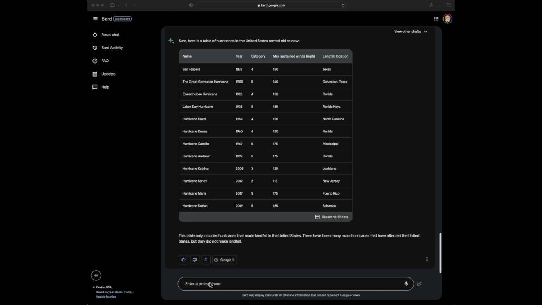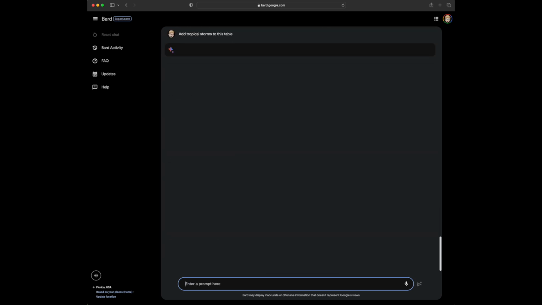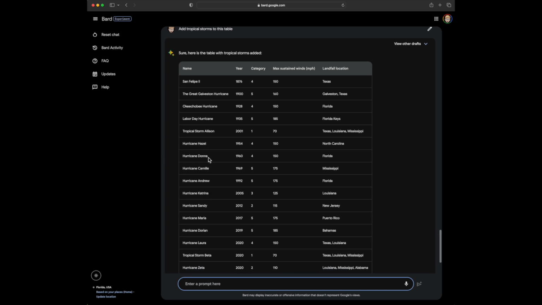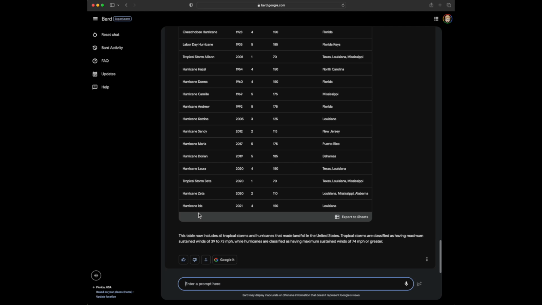So what I'm going to see if it can add to this table, add tropical storms to this table, just to look and see if it can add additional data, but also look at hurricanes and tropical storms kind of intermixed. Let's see what it says. Okay, so it's added some additional hurricanes here. So this table includes all tropical storms and hurricanes that made landfall in the United States. Tropical storms are classified as having maximum sustained winds of 39 to 73, while hurricanes are classified at maximum sustained winds of 74 or greater. Okay, interesting. So it's added the tropical storms and some additional, wow, okay, that's very cool.